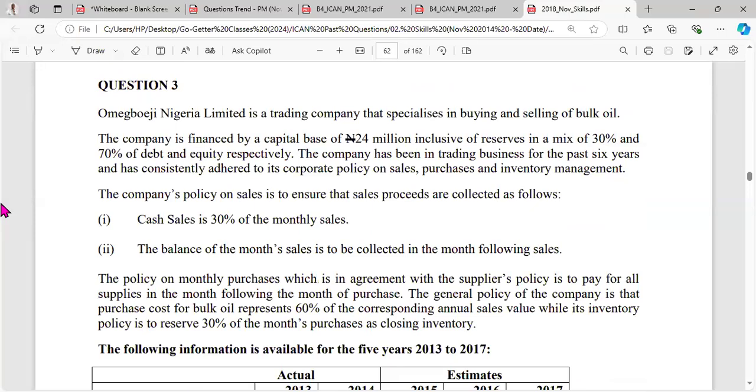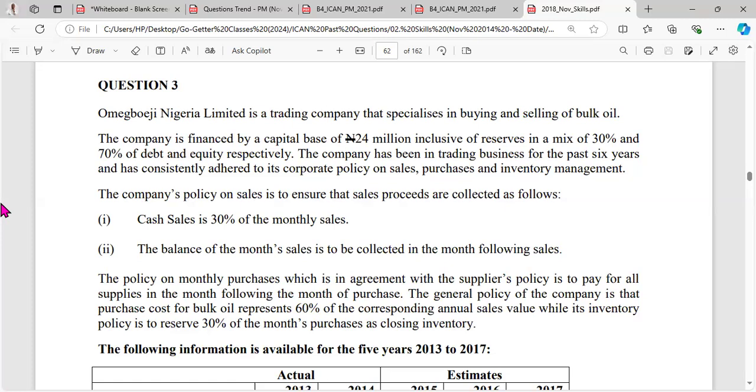Omo BOG Nigeria Limited is a trading company that specializes in buying and selling of bulk oil. The company is financed by a capital base of 24 million, inclusive of reserve, in a mix of 30% and 70% of debt and equity, respectively. So what it means here is 30% is debt, equity is 70%. So it is not highly geared.